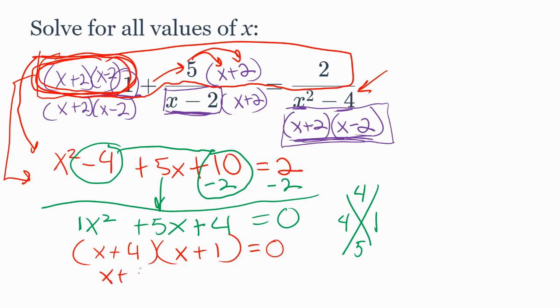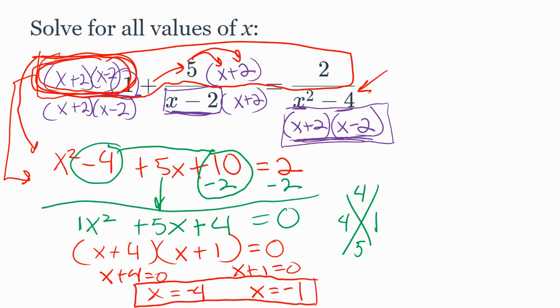I'm going to get x plus 4 equal to 0. Subtract the 4 over, and you get x equals negative 4. And then x plus 1, you set that equal to 0. Subtract the 1 over and get x equals negative 1. So two solutions this time, a negative 4 and a negative 1.